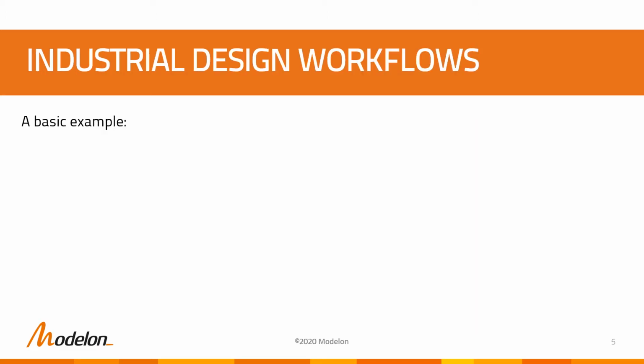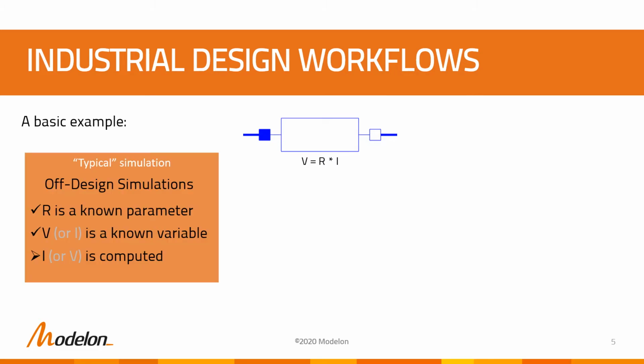Let's start with a basic example to illustrate the engineering workflows discussed in this presentation. Considering Ohm's law in its more simple form to characterize an electric resistor, we write that the voltage drop at the resistor pins is equal to the product of the resistor resistance by the current that flows through it. Typical simulation consists in providing the parameter R as well as one of the two variables, let's say the voltage V. The outcome of the simulation would then be the other variable, in our case, the current I.